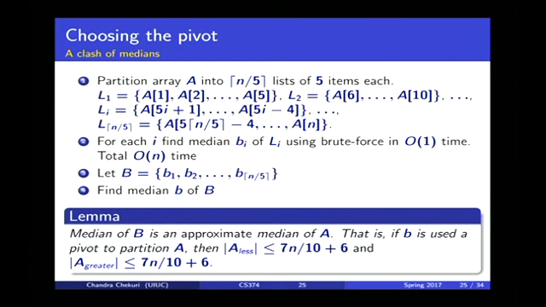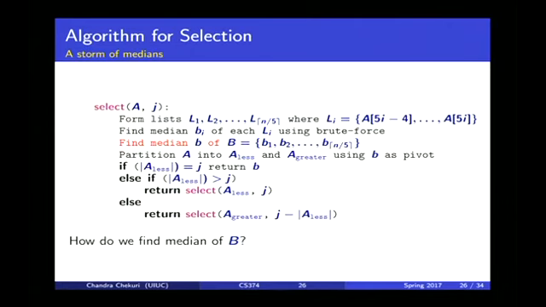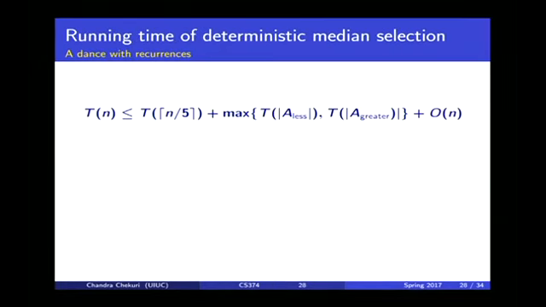Assuming this property, can we write a recurrence now for this algorithm? Yes, you can. I claim T of n is less than T of n over 5, because I'm making a call for n over 5 elements. That's the call to find the median of the medians. But I don't know whether I have to recurse on the left hand side or right hand side. But whatever is the maximum size of the left hand side and right hand side is an upper bound on the size of the problem I'm recursing on.